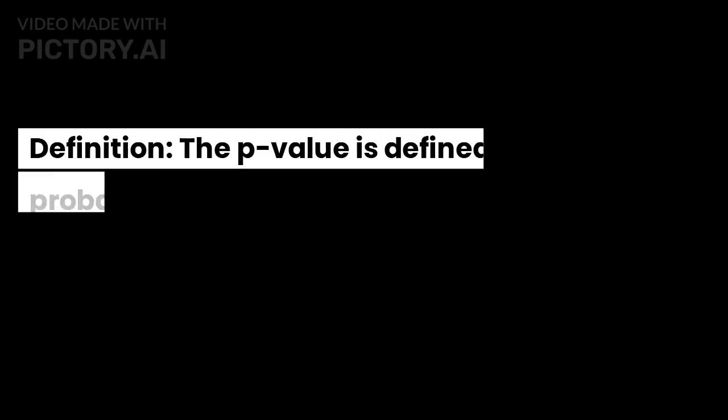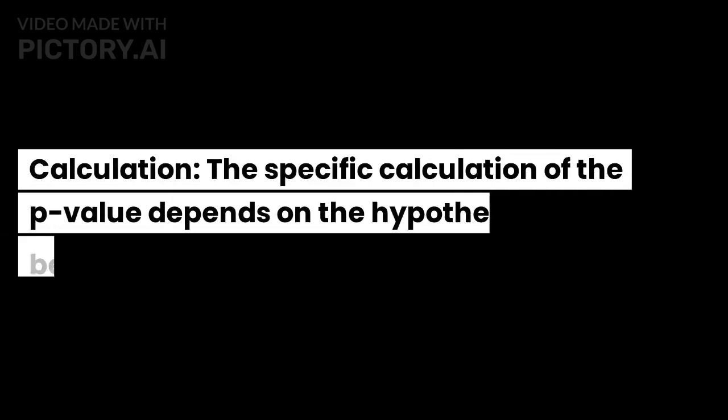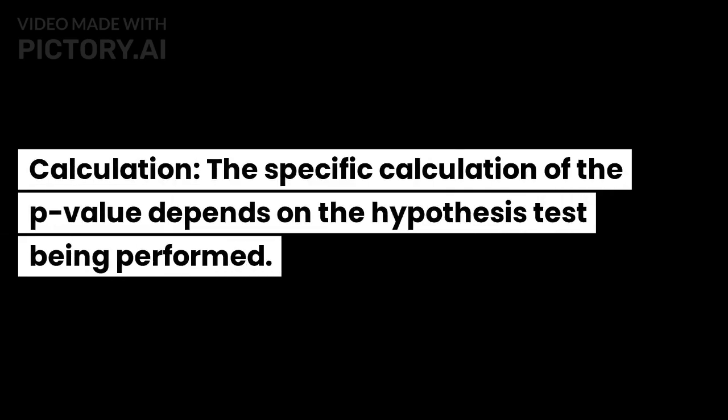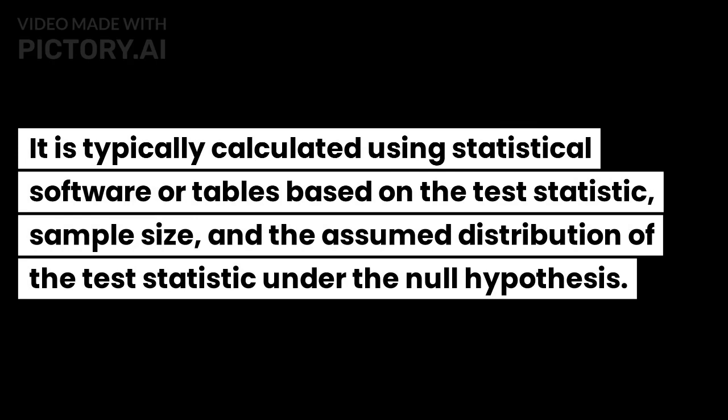1. Definition. The p-value is defined as the probability of obtaining a test statistic at least as extreme as the one observed in the data, assuming that the null hypothesis is true. 2. Calculation. The specific calculation of the p-value depends on the hypothesis test being performed. It is typically calculated using statistical software or tables based on the test statistic, sample size, and the assumed distribution of the test statistic under the null hypothesis.